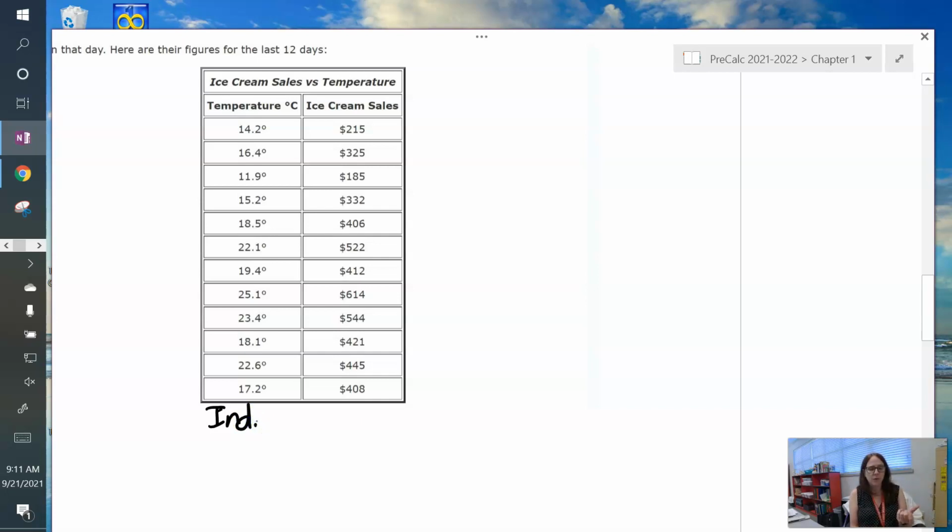And they controlled, sorry, I'm backwards. No, they controlled that they were measuring the temperature. So that's your independent variable. Your dependent variable is how much ice cream sells. So when we do our scatter plot, we're going to put temperature on the X, and we're going to put the ice cream on the Y. So now get your calculator.